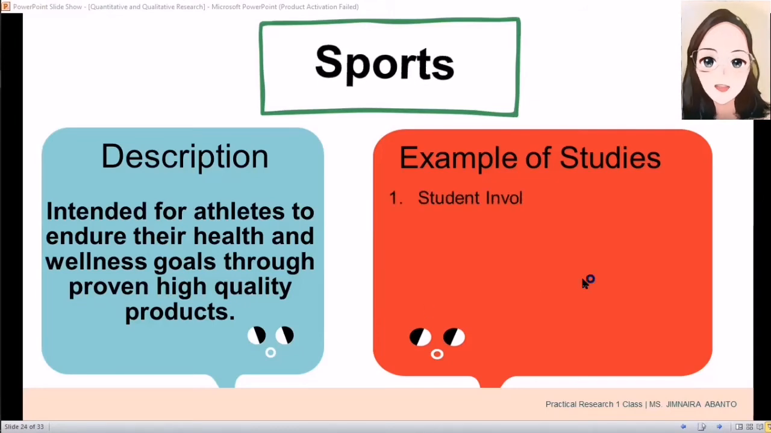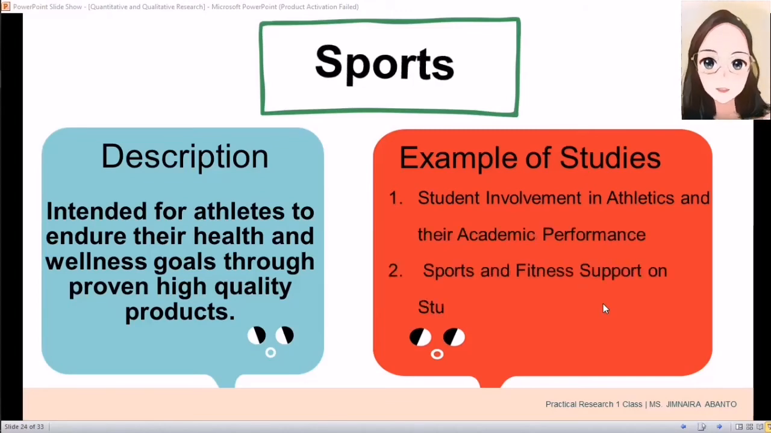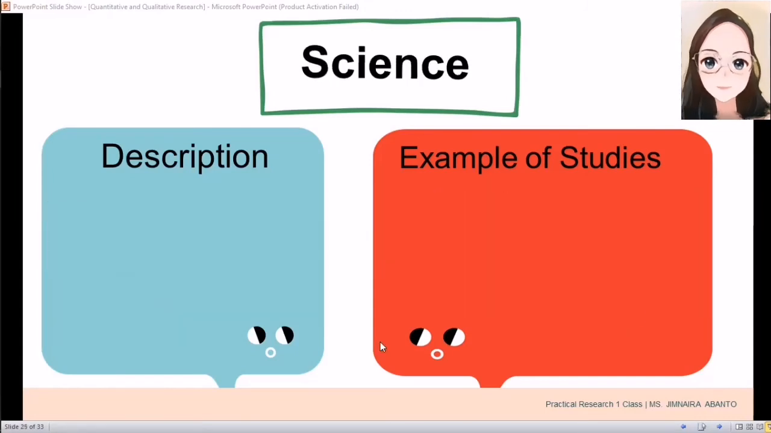So for example, student involvement in athletics and their academic performance, sport and fitness support on students in public schools. Another example, participation of students in athletics and their academic performance, the role and experiences of the sport team captains, or the impact of sports activities on the self-efficacy of students. Okay, next.